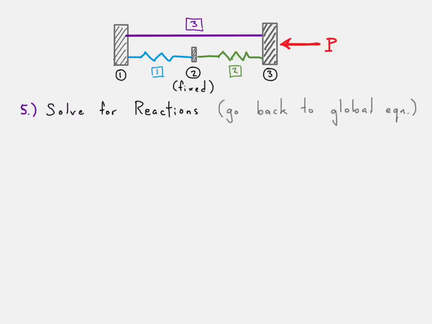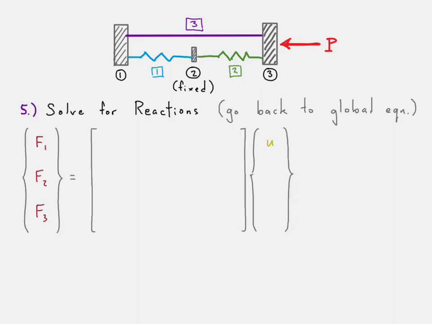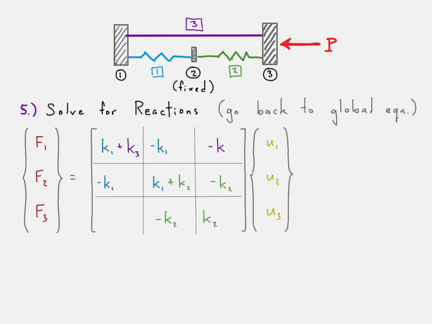So once we have our displacements, then we can go ahead and solve for the reactions. In this case, it's just the reaction there at node 2 that we're interested in. We'll go ahead and write in our global matrix equation. We're going back to the global matrix, writing in all those different stiffness values there.